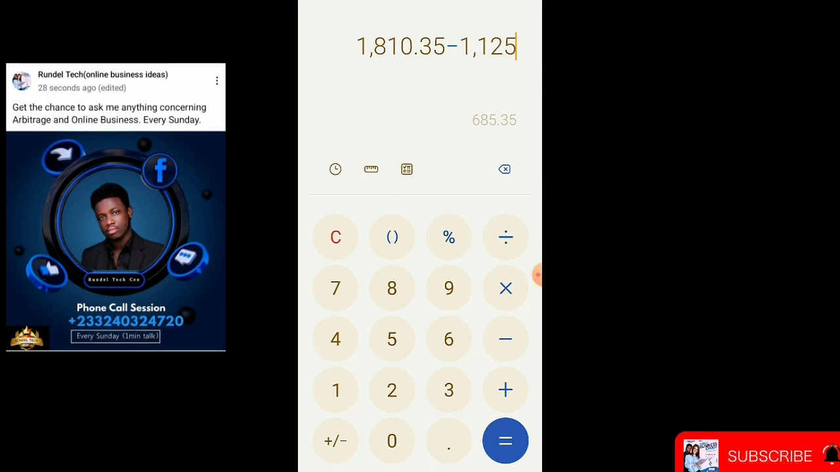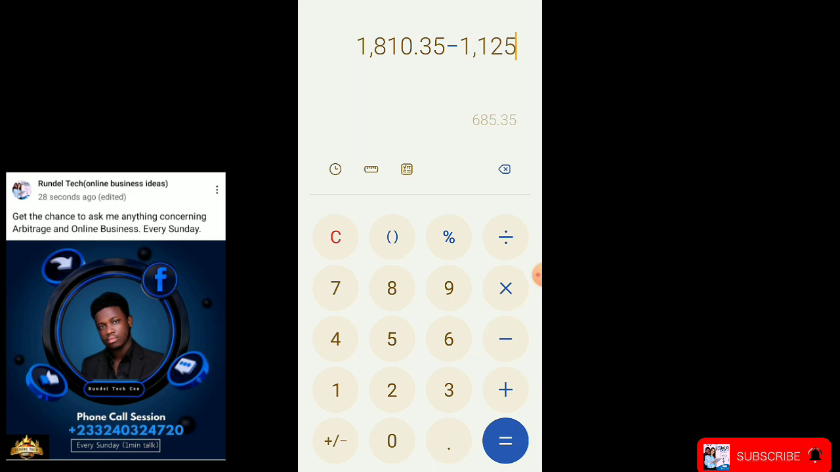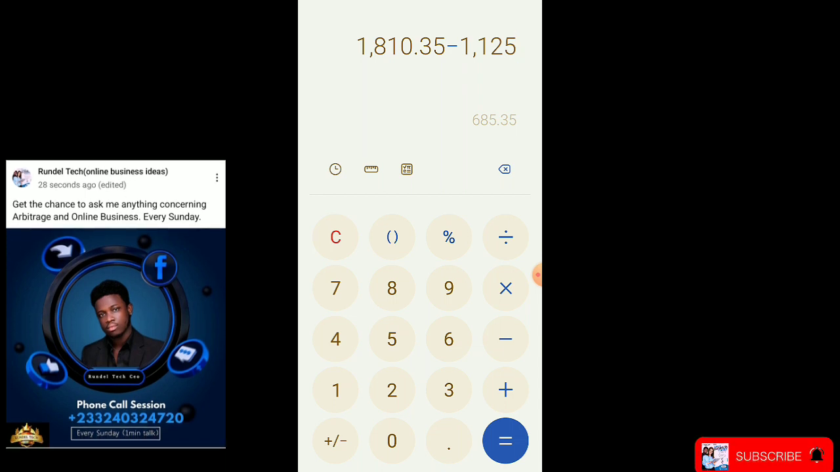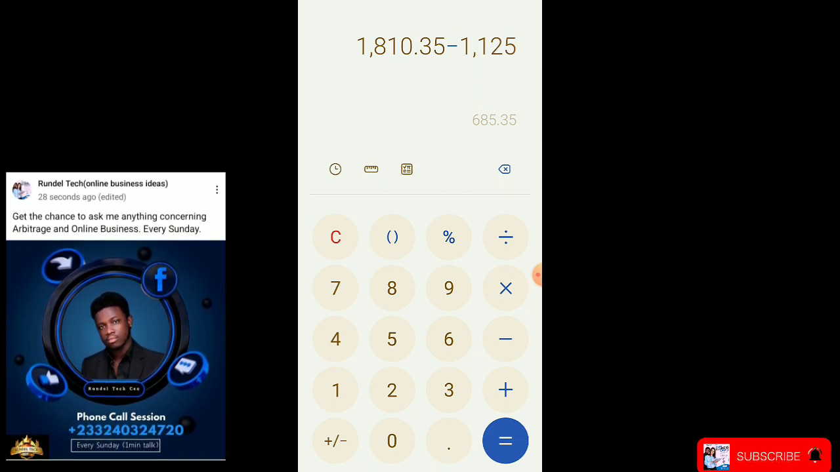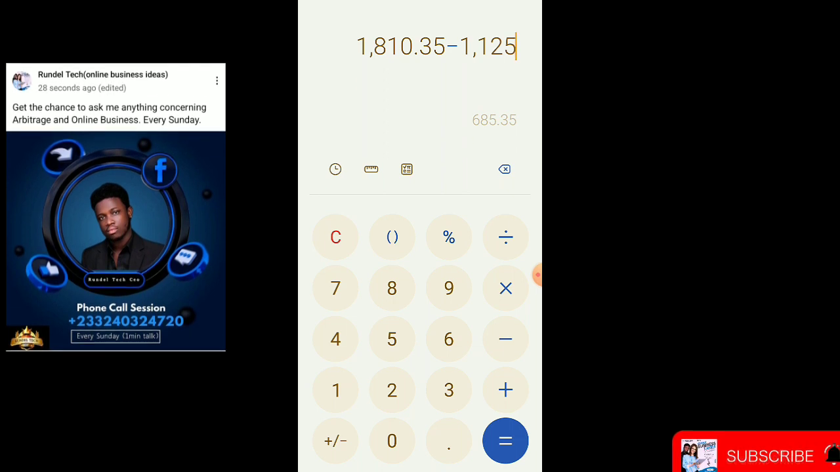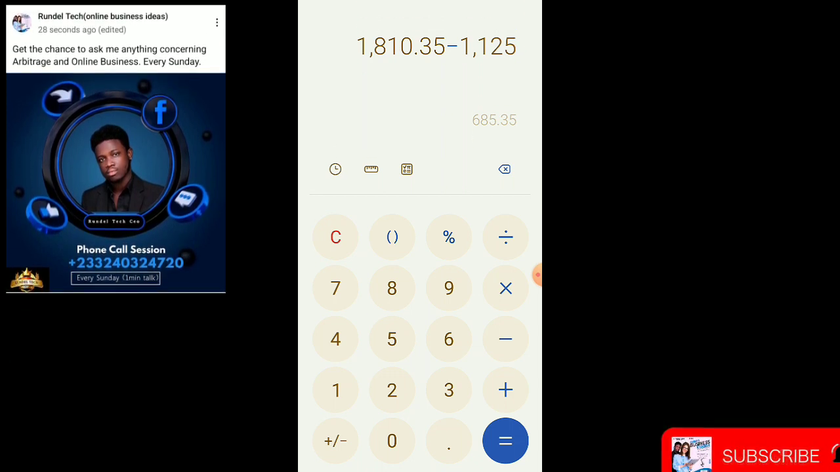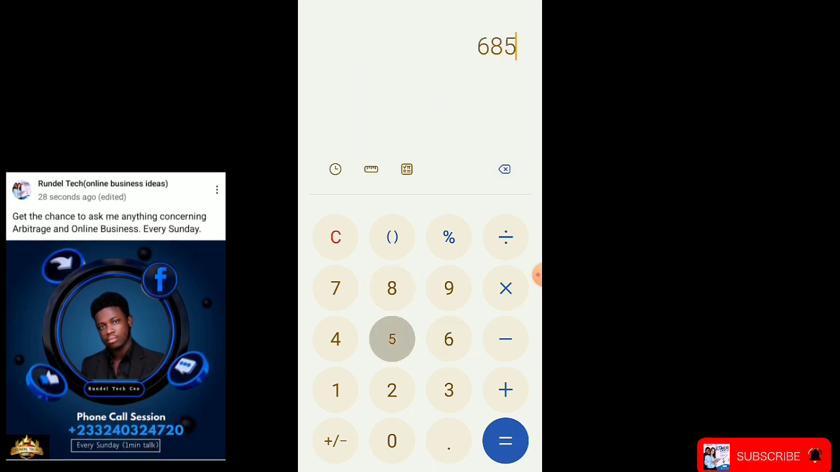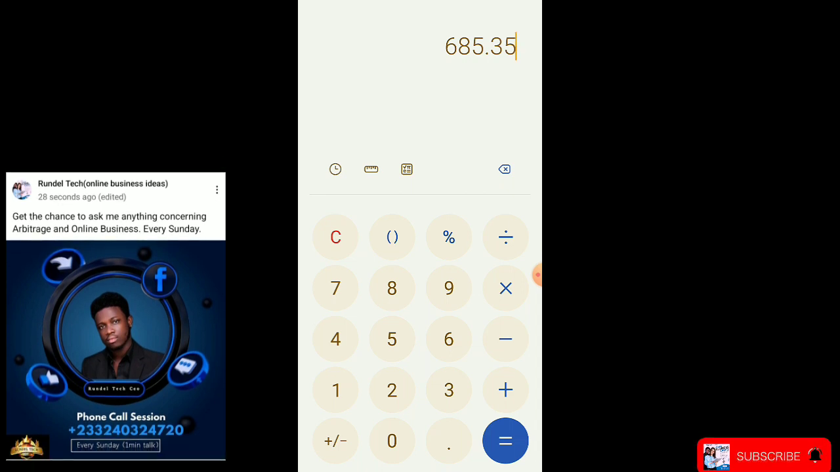So the 1,125 is the amount I bought one USDT for. I bought one USDT for 1,125 naira. And when I come to Paxful, I'll be selling one USDT for 1,810.35. So when I deduct my investment from the money I'm earning, I will get an interest or profit of 685.35. This is the amount I'm making from just one USDT.